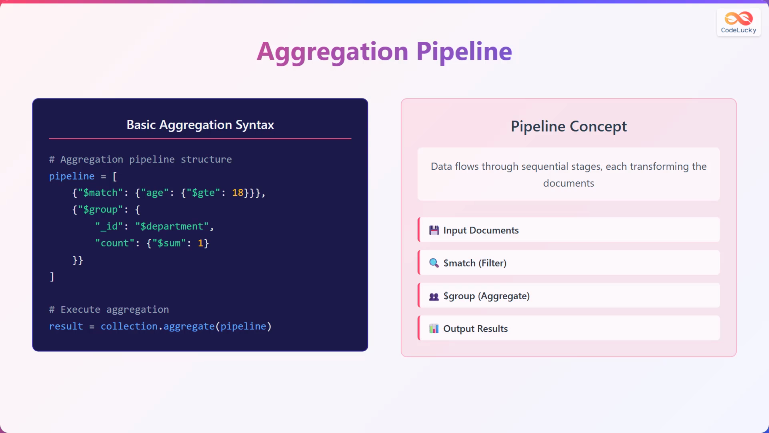The aggregation pipeline is a powerful framework for processing and transforming data through a sequence of stages. Each stage performs a specific operation on the input documents, passing the results to the next stage. The basic syntax involves defining an array of stages, where each stage is a document specifying the operation to be performed. For example, you can first use a $match stage to filter documents where the age is greater than or equal to 18, and then use a $group stage to group the results by department and count the number of people in each department. The data flows through these sequential stages, with each stage transforming the documents until the final aggregated results are produced.